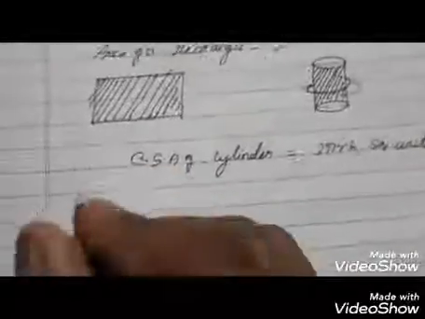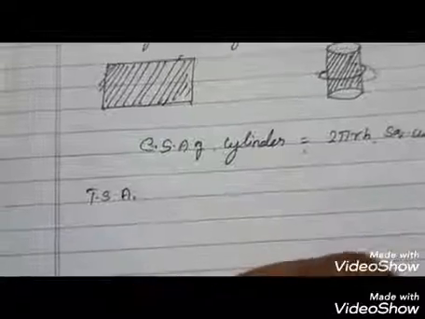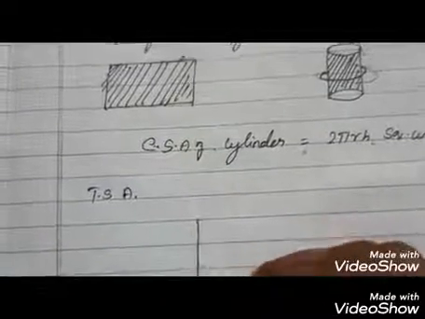Next we move on to total surface area. Total surface area. So this is the cylinder.